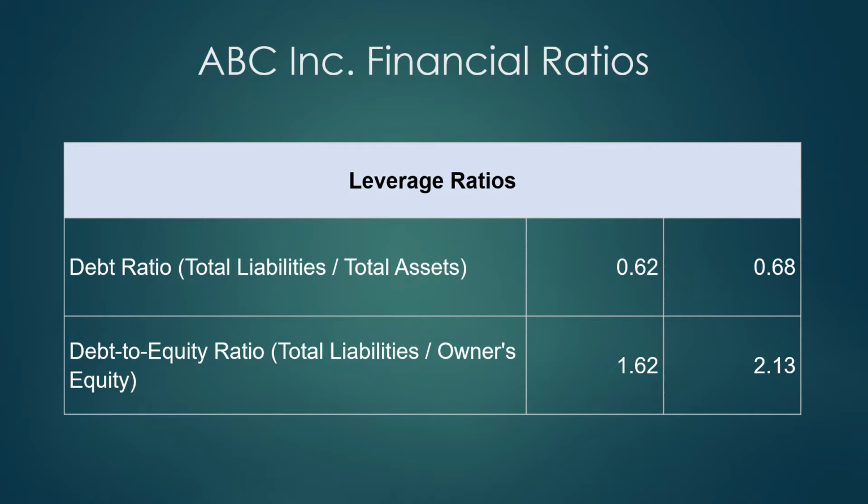This means that in 2018, 62% of ABC's assets were financed by debt. So the higher to 1 this number is, the more risk there is that a company can't pay off its debt. So it's good that it has gone down from 2017 to 2018.